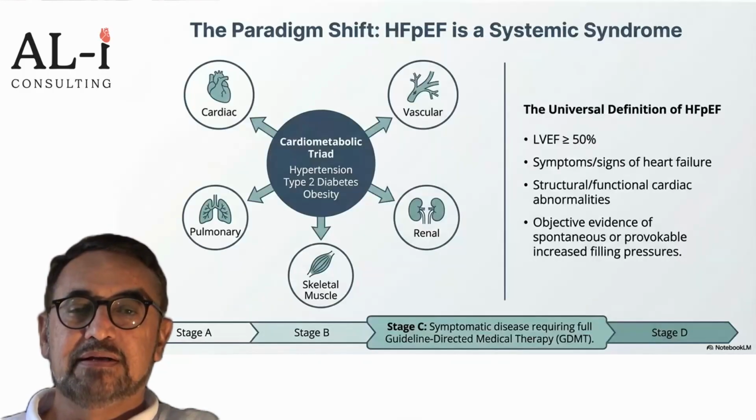This is the modern paradigm. HFpEF is not just a left ventricle problem. It is a cardiometabolic syndrome that affects multiple organ systems, including the heart, vasculature, lungs, kidneys, and skeletal muscle. The common triad is hypertension, type 2 diabetes, and obesity, and together they generate chronic inflammation and impaired reserve across the entire cardiopulmonary unit.